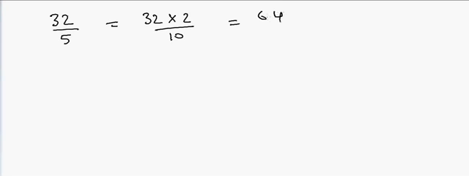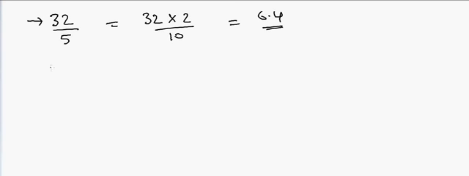So suppose I have 32 and I want to divide it by 5. If you look at it, it looks a little complicated, but an easy way to do this is 32 into 2 divided by 10. So that will be equal to 64 and then a decimal, so it's 6.4. All you have to do is take the double of the numerator and then put a decimal there.